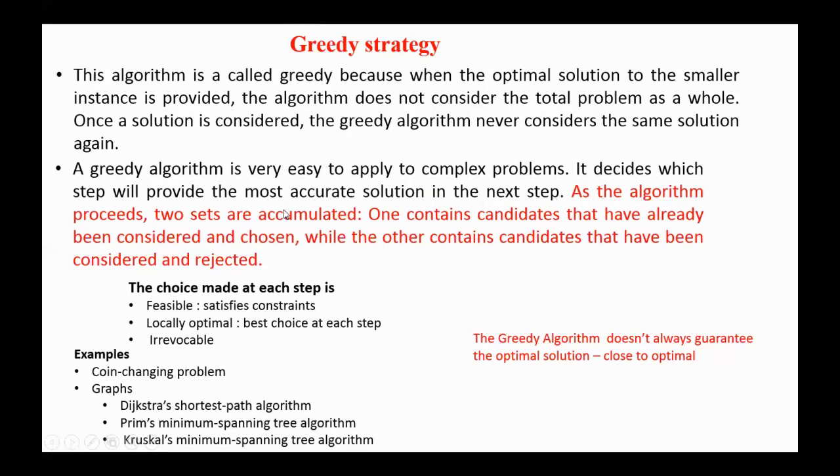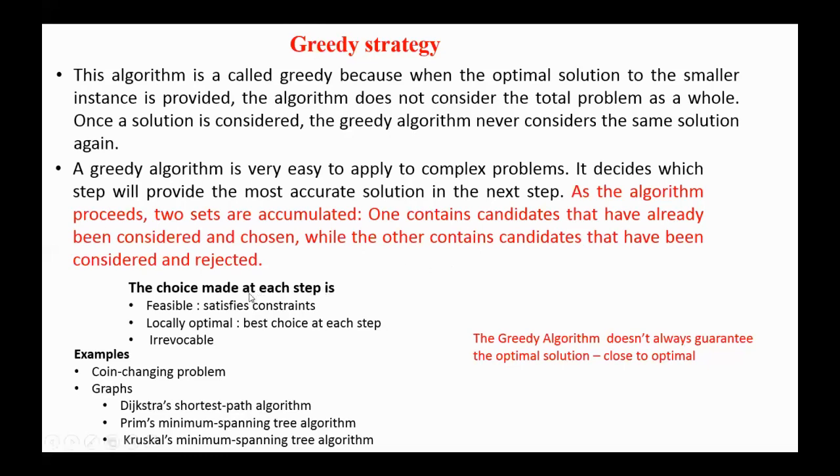As the algorithm proceeds, two sets are accumulated. One contains candidates that have already been considered and chosen, while the other contains candidates that have been considered and rejected.